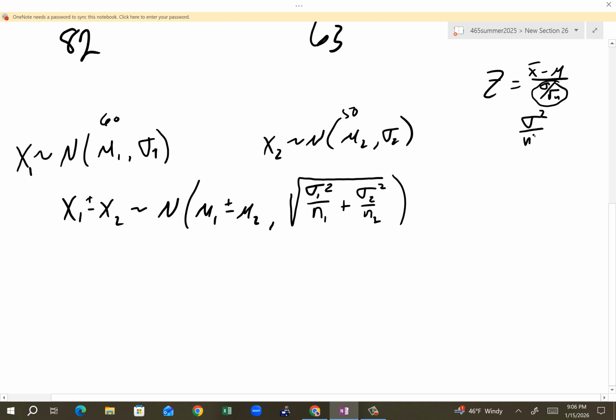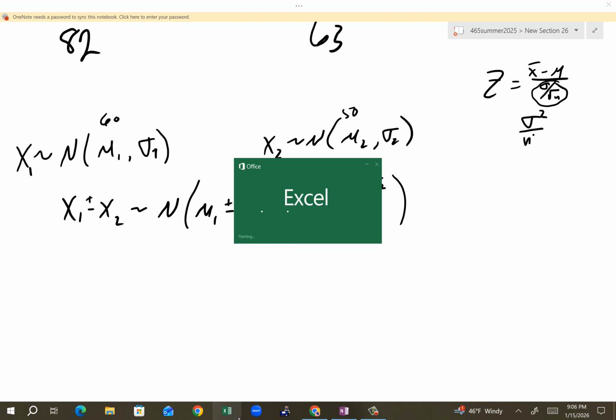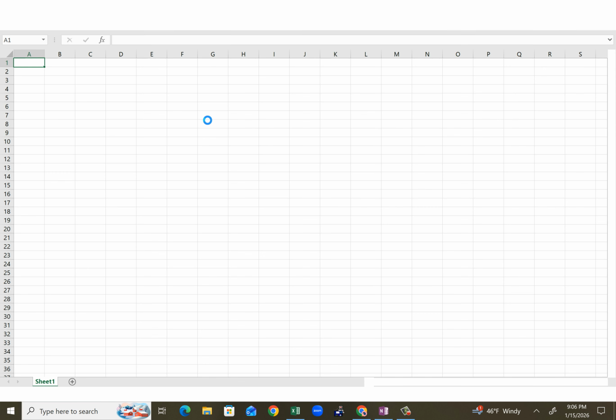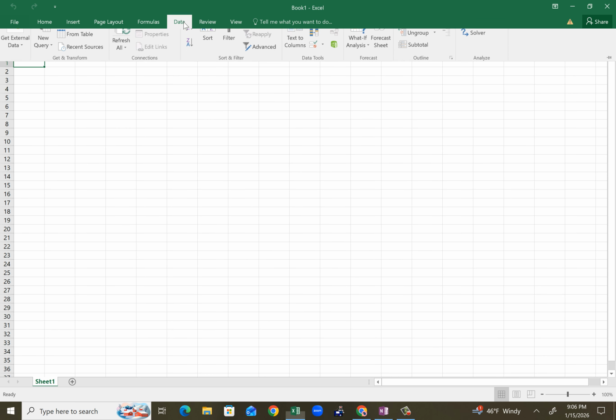Now, why is that the case? Again, picture this husband-wife scenario, as it were. And let's go sample some stuff. Now I'm going to create some data.